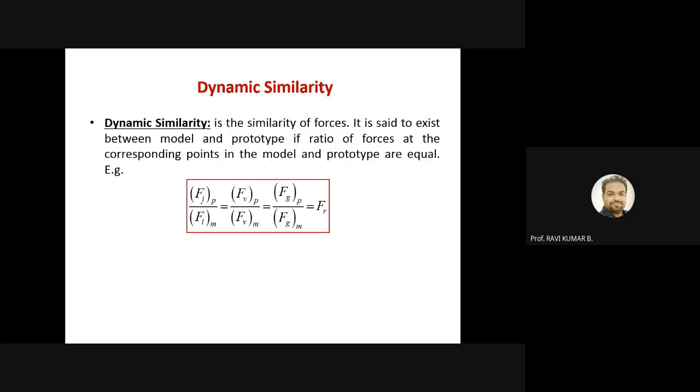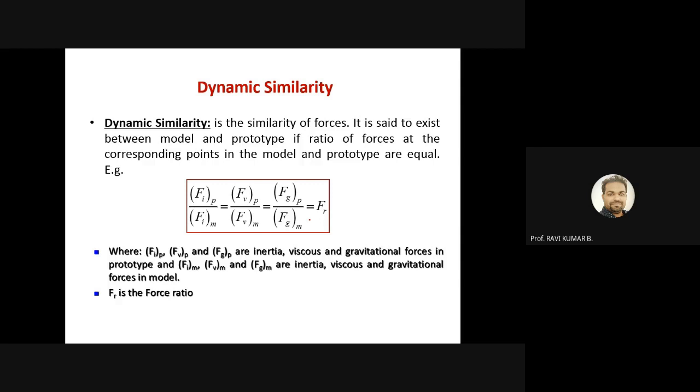So we can say inertial force, Fi, is called inertial force on prototype divided by inertial force on model is equal to the viscous force on prototype divided by viscous force on model is equal to gravity force on prototype divided by the gravity force on model, and this ratio is known as the force ratio, that is denoted by Fr. All these parameters have their own meaning, right? So it is written over here, Fr is called force ratio.